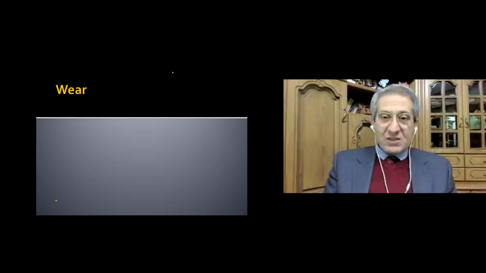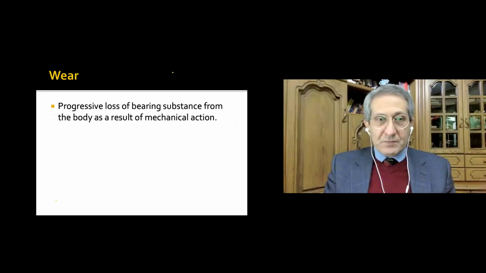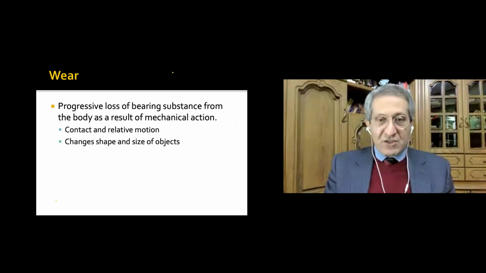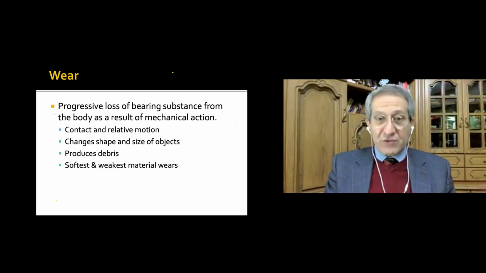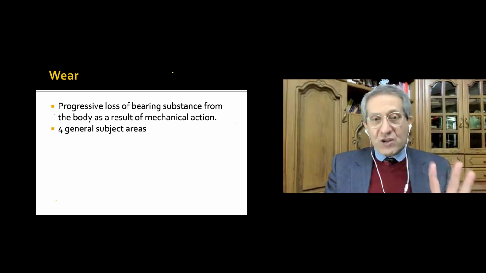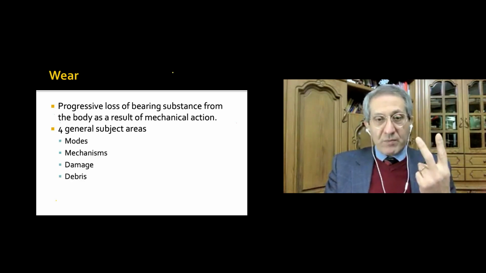That brings us to the discussion on the topic of wear. Wear is the progressive loss of material as a result of relative motion between articulating bodies. It results in a change in the shape and size of the objects and produces wear debris. As in the proverbial weakest link, it is the softest and weakest material that usually suffers the most. There are four general subject areas in relation to wear: wear modes, wear mechanisms, wear damage, and wear debris.